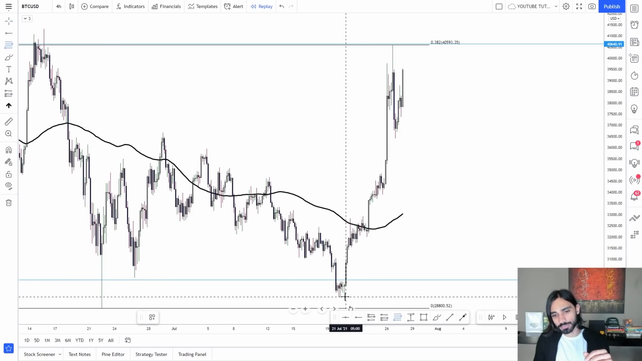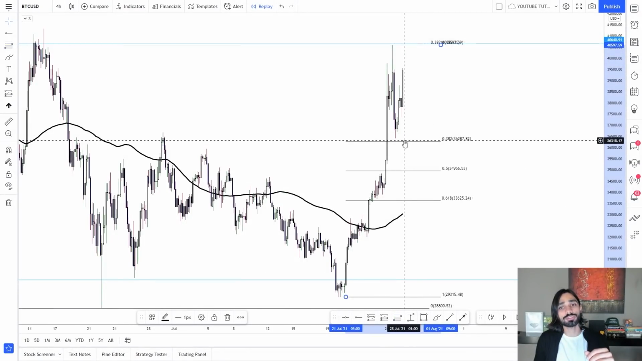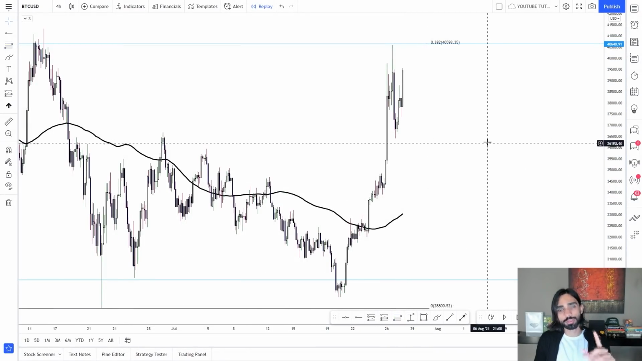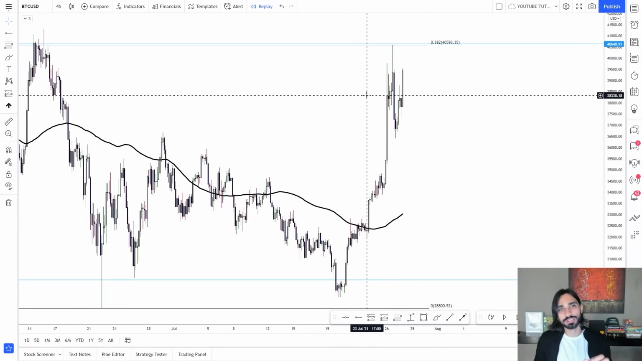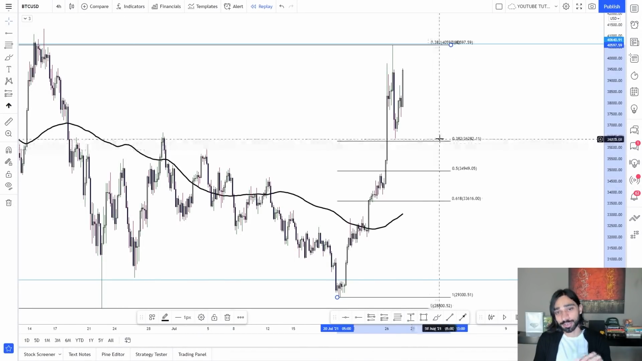Let's quickly analyze this move over here. We can see a 382 level retracement. So that's a very strong move leading straight into this 40K resistance. That 382 level also happens to line up with 36K.